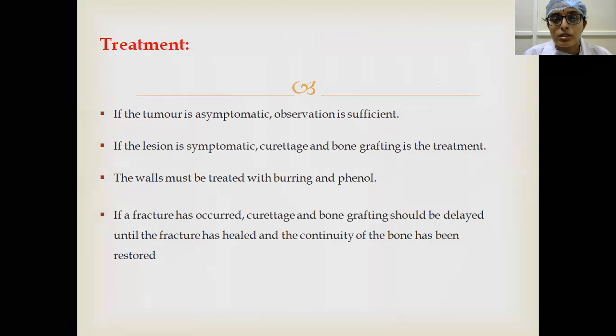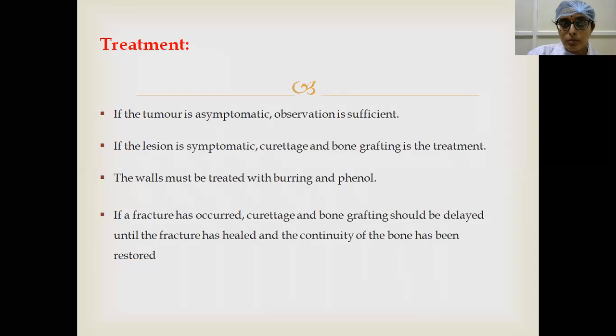And coming to the treatment, if the tumor is asymptomatic, you just observe for any malignant change in the tumor periodically. If the lesion is symptomatic, that is there is pain or swelling or any obstruction to joint movement, then curettage is done and bone grafting is done to strengthen the bone. And after curettage, the walls should be treated with either burring or phenol, to reduce the recurrence rates. Suppose a pathological fracture is already there, you have to wait till the fracture is healed, and then when the cortical continuity is restored, you should go for curettage and bone grafting.